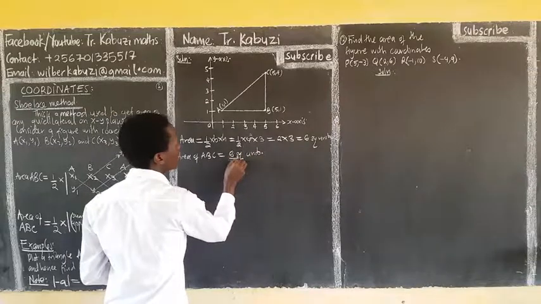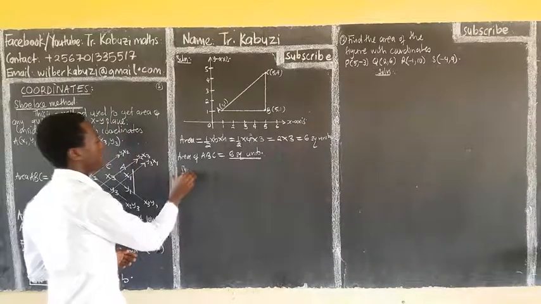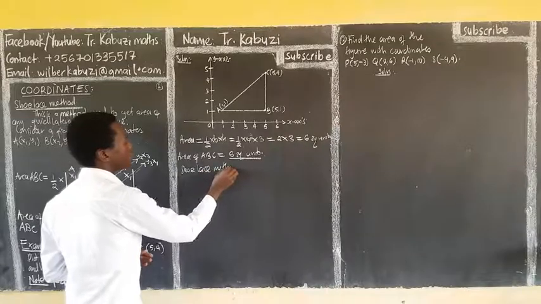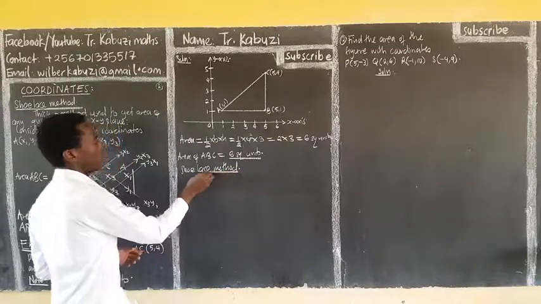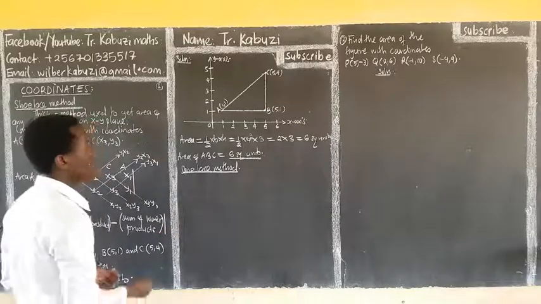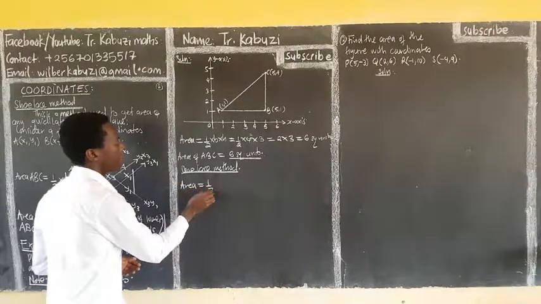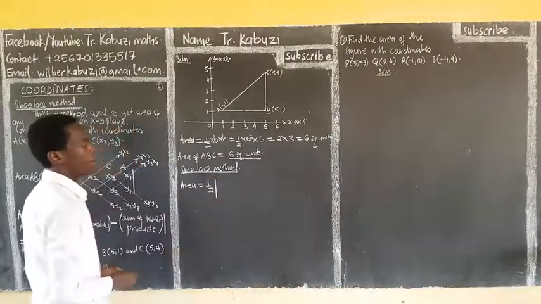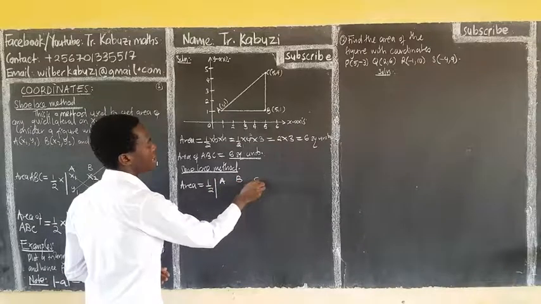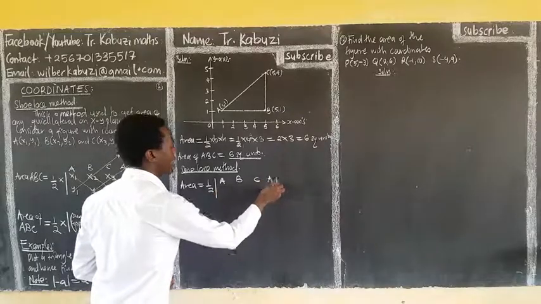Now, this is when we use the graph. What about when we use the shoelace method? Let us now see how we use the shoelace method. Now, what we do is we also set the points. Our area is always given by a half. Now, we set our points. We have A, then B, then C. Then don't forget to come and write A again.